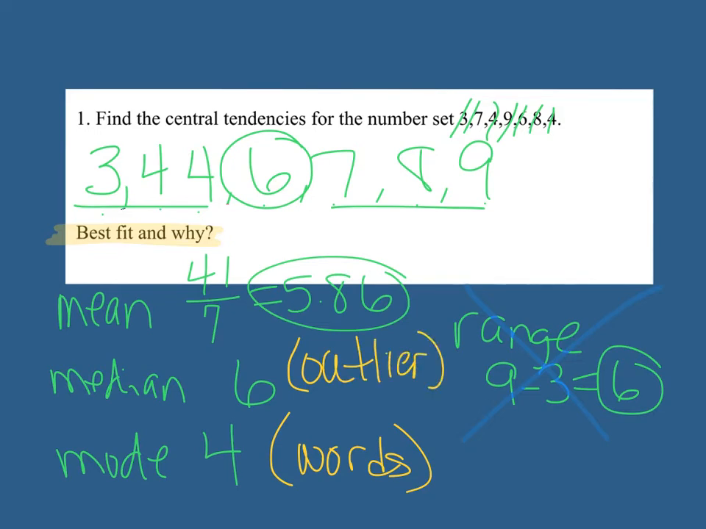An outlier is when there's a number that doesn't belong. For example, we have 3, 4, 4, 6, 7, 8, 9, and then what if we had another number that was 21? That number's not even in the group, it's not even close. If we have an outlier, we would pick our median as our best fit, but since there's not, we're going to pick our mean, and the reason is no outlier.